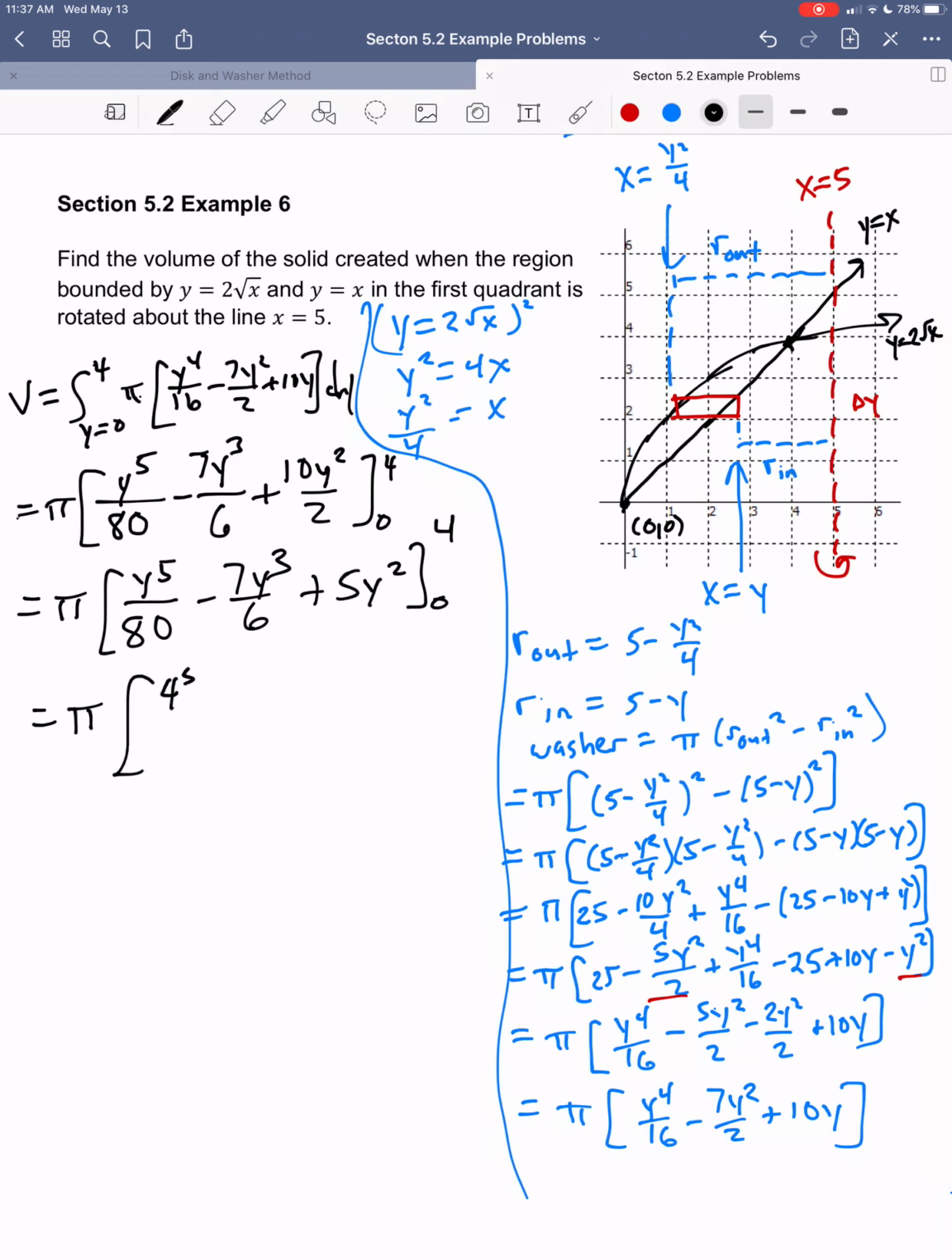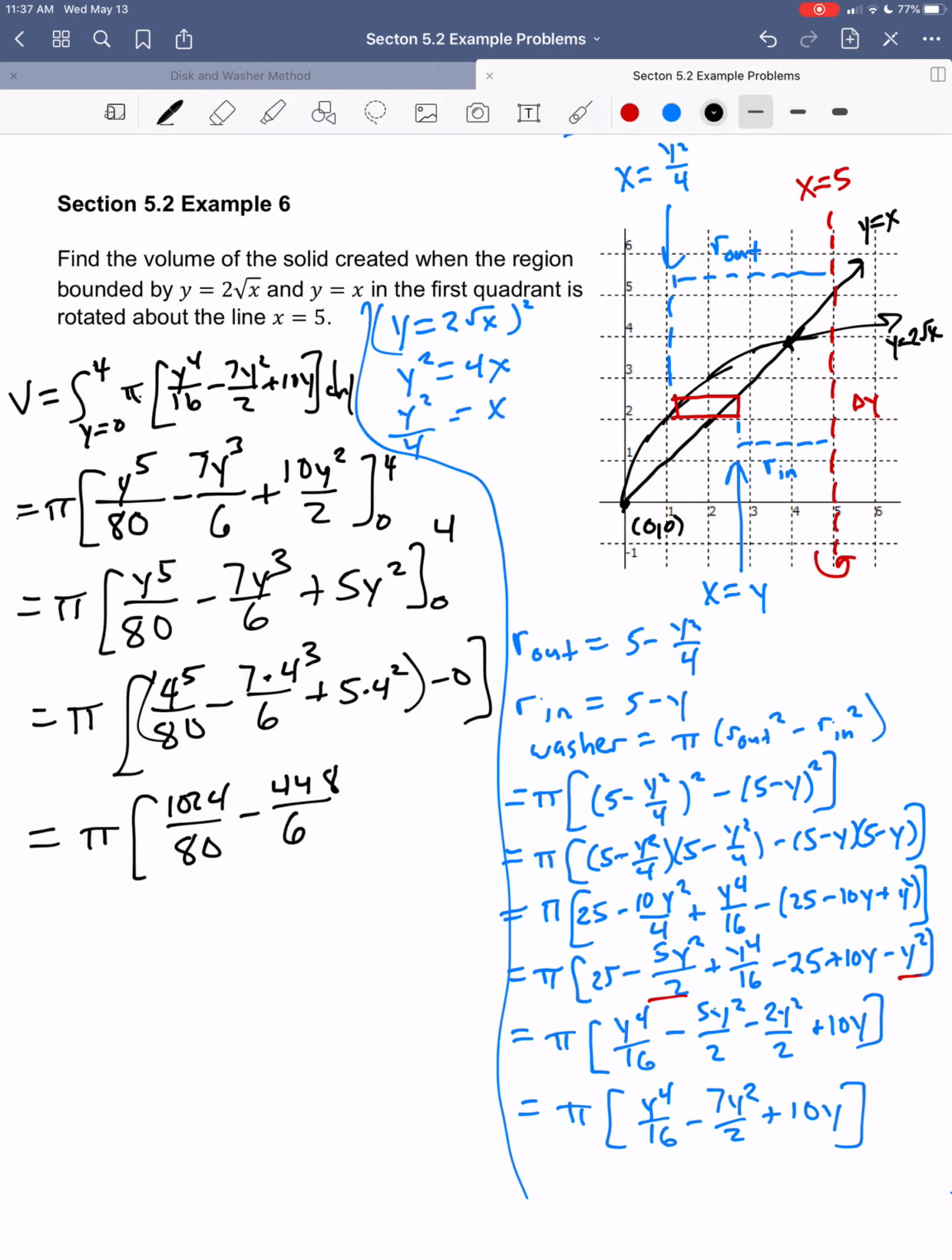So we get 4 to the 5th over 80 minus 7 times 4 to the 3rd over 6 plus 5 times 4 squared. And then when I plug in 0, 0 to the 5th over 80 is 0, 0 to the 3rd, 0 squared, those are all 0. So we get pi times 1024 over 80. 7 times 64 is 448 over 6. 5 times 16 is 80.